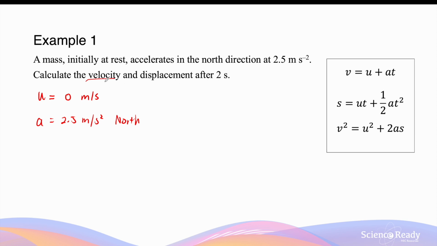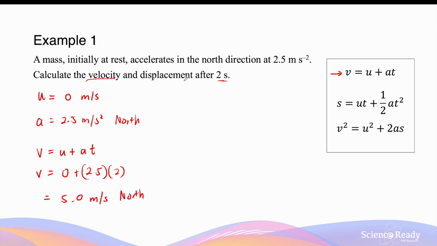So to calculate the final velocity, given the time, we can use the first equation. The first equation tells us what the final velocity of the object will be given the initial velocity, the acceleration, and the time. So v equals u plus at. V is equal to the initial velocity, 0, plus 2.5 meters per second squared times 2 seconds. And this will give me 5.0 meters per second north. Remember, it is important to include both the units and the direction for a vector like velocity.